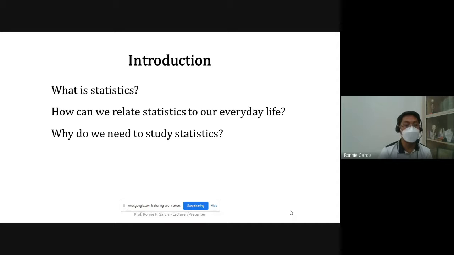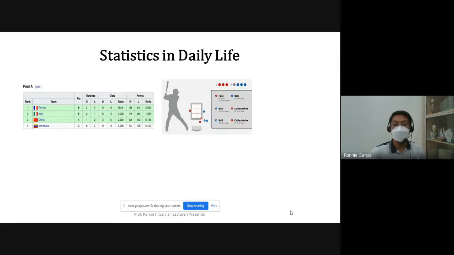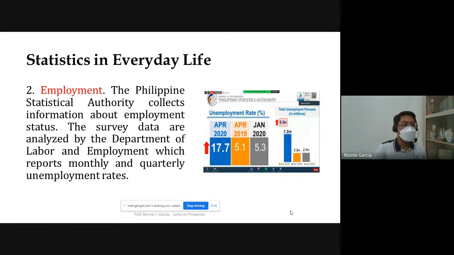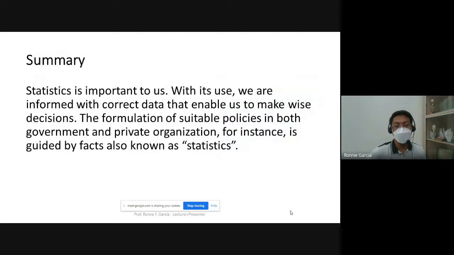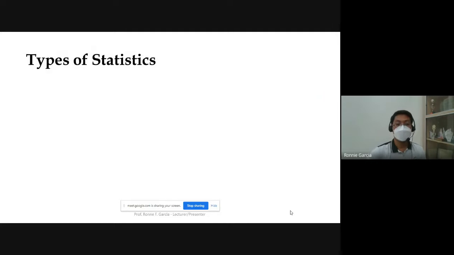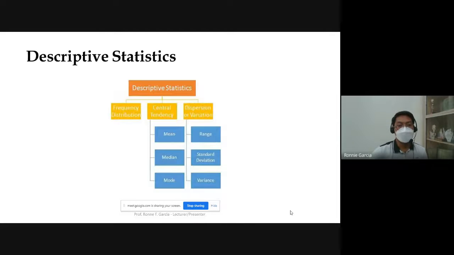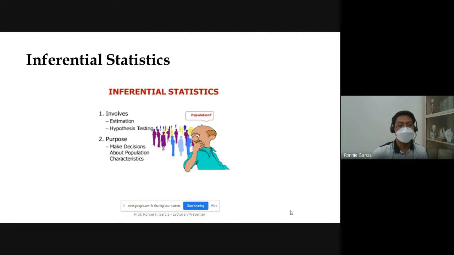And how can we relate that to our everyday living? So we discussed the definitions. We also cited the different applications of statistics in daily life, in different areas of life like education, employment, elections, efficiency report. And we also discussed the different types of statistics, namely descriptive and inferential. You can actually review the video for the explanation of descriptive and inferential. So here are the examples of descriptive as well as inferential statistics that we discussed last time.